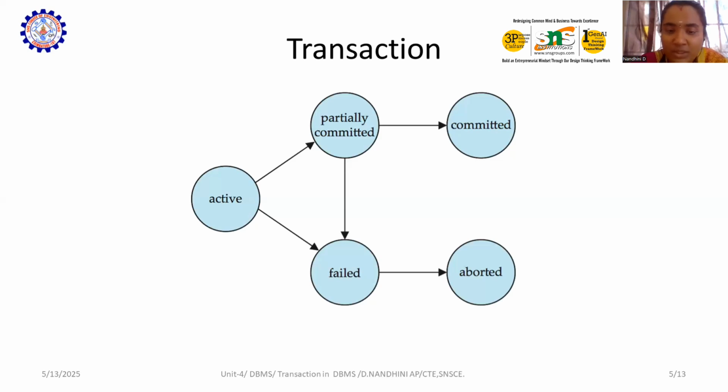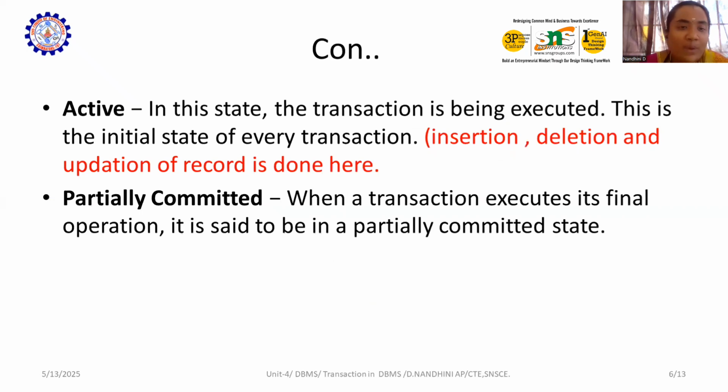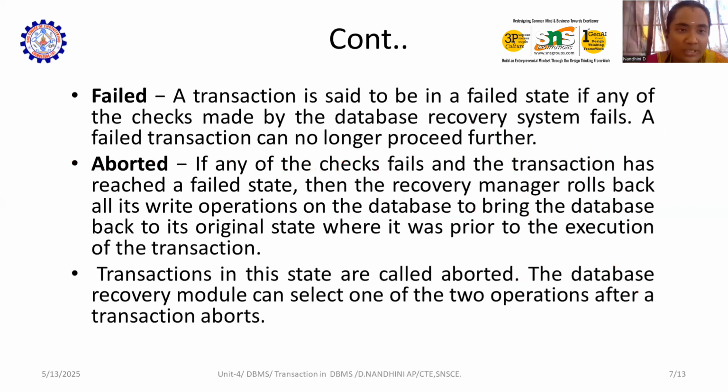Next one is abort. What is an abort transaction? Abort means ending the transaction permanently before it has been committed. Before it is committed, we are aborting the transaction. That is the main point of abort, and these diagrams explain the concept. So we have seen the active, partially committed, committed, failed, and aborted states.